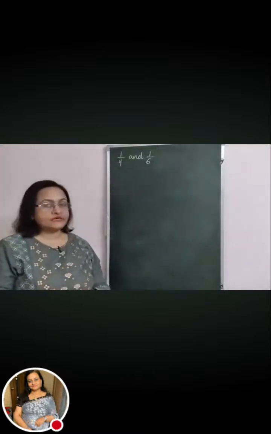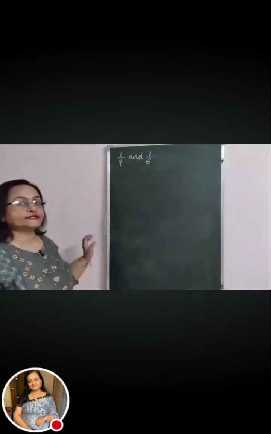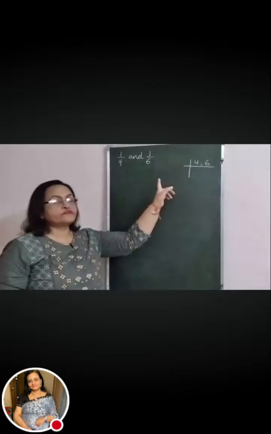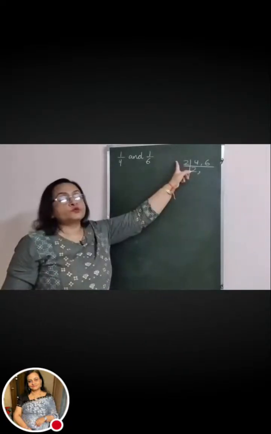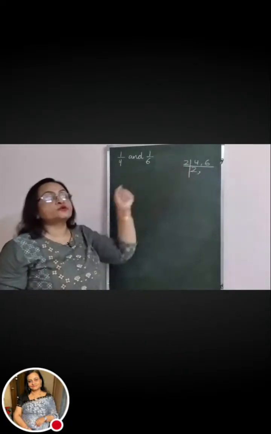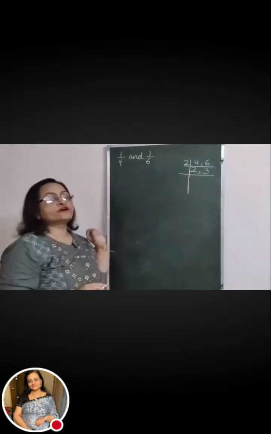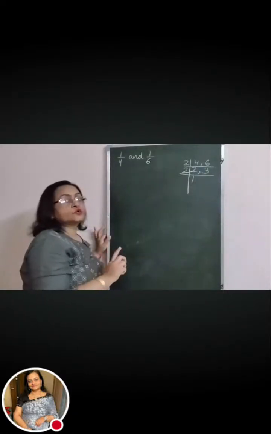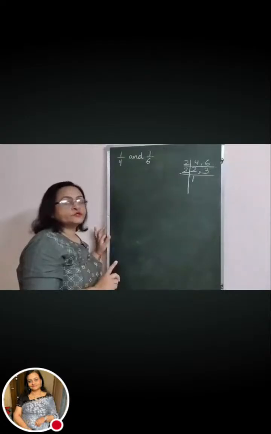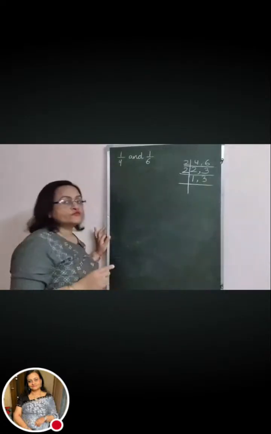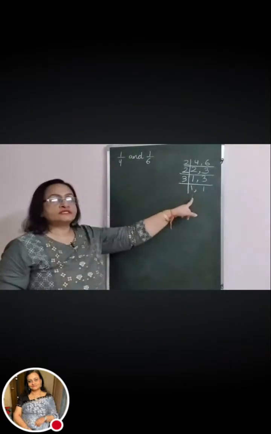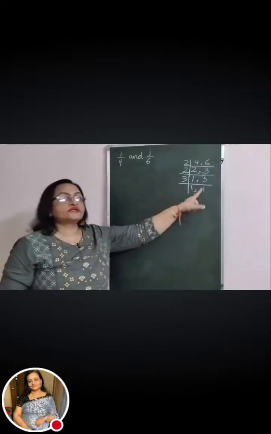We will find the LCM of both the denominators which are 4 and 6. Let's do that. Both are the even numbers, so we will divide them by 2. 4 divided by 2 is 2 and 6 divided by 2 is 3. Now again we will divide by 2. 2 ones are 2, but 3 cannot be divided by 2, so 3 will be written as it is. Now we will divide by 3. 1 will come as it is and 3 divided by 3 is 1.